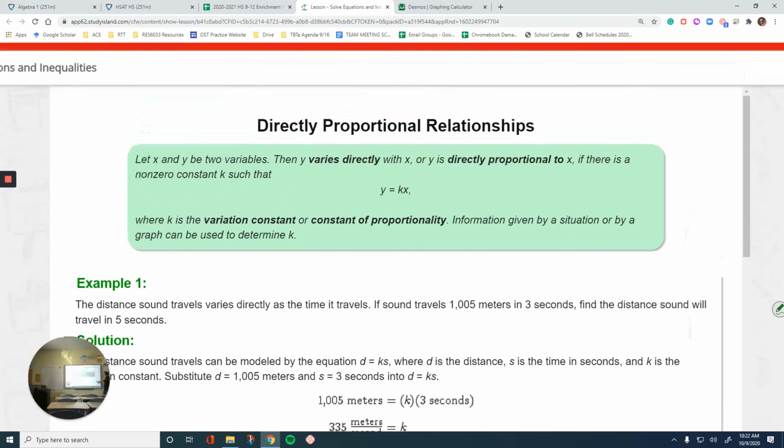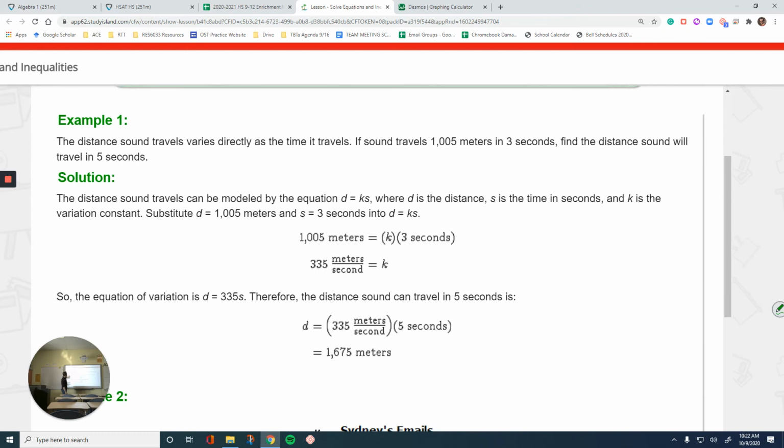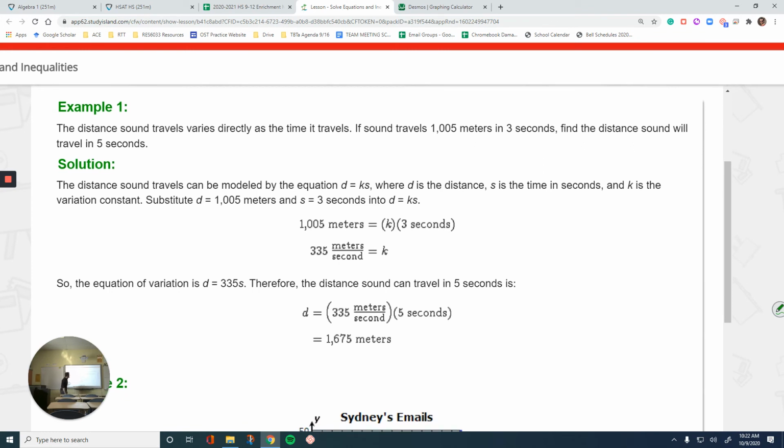This right here is one of this week's IXLs, directly proportional relationship, or direct variation. The distance sound travels varies directly as the time it travels. If sound travels 1,005 meters in 3 seconds, find the distance sound will travel in 5 seconds. So what we do: distance, find your constant. I use letter A, I think they use letter K, doesn't matter, times seconds. Plug in the given numbers as we did in IXL.